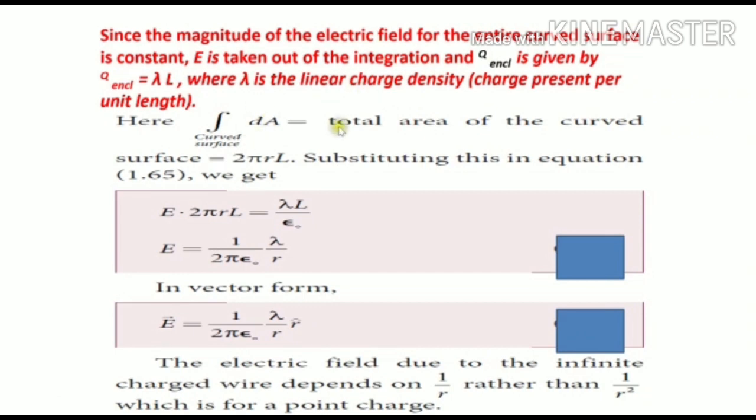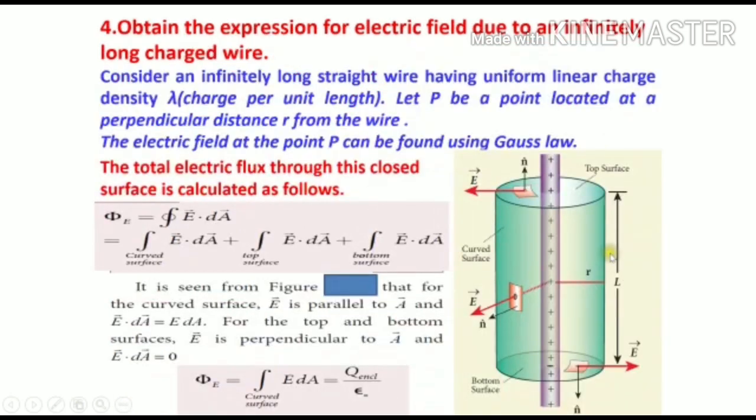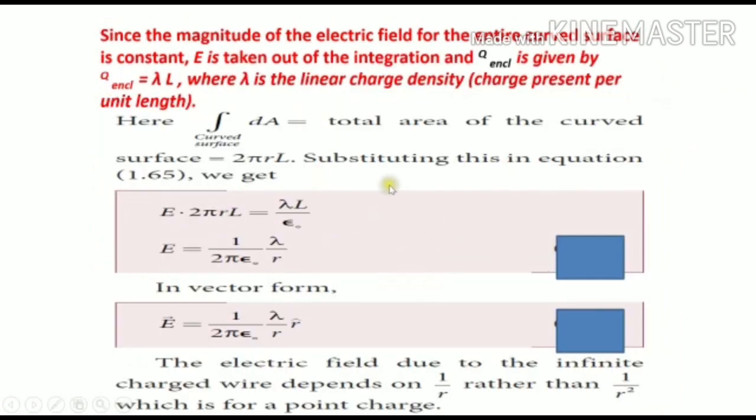So the total area TA of the curved surface will be 2 pi RL. It's a cylindrical surface, so the formula can be calculated using 2 pi RL. E dot, instead of TA we substitute the value: E dot 2 pi RL is equal to Q. Instead of Q we write lambda L by epsilon 0. So E is equal to 1 by 2 pi epsilon 0 lambda by R.